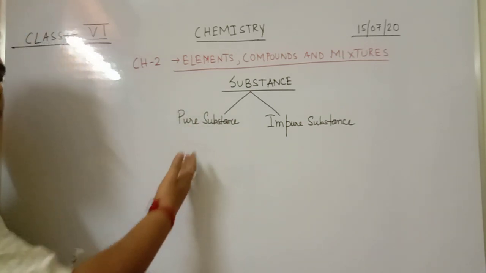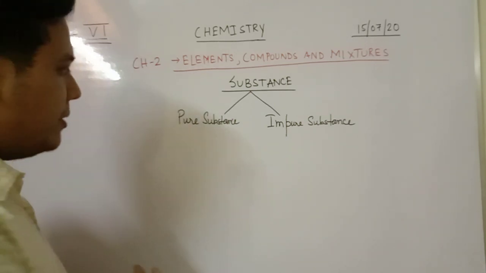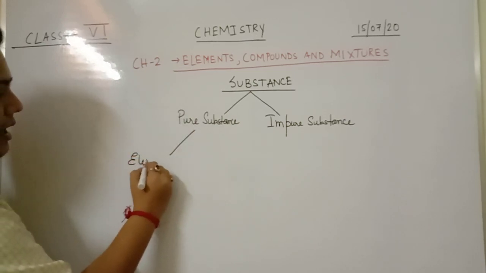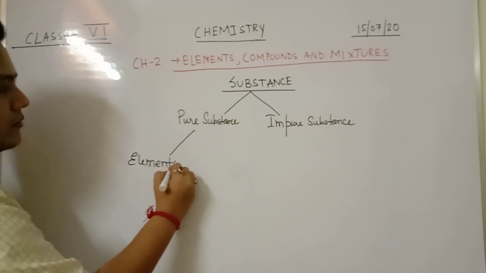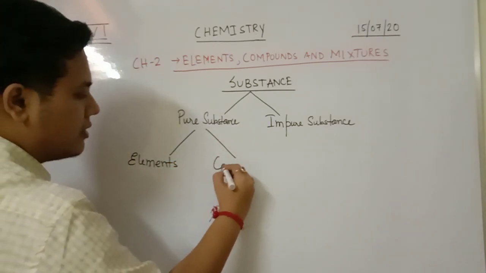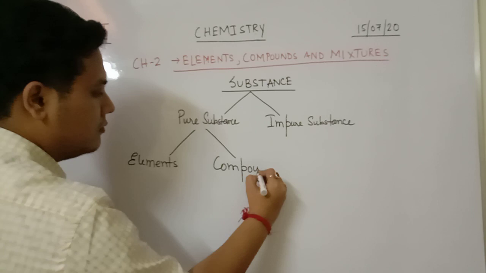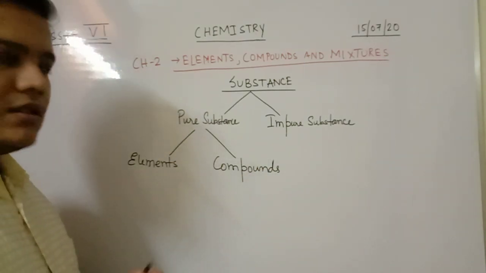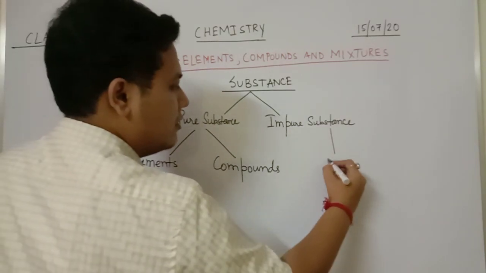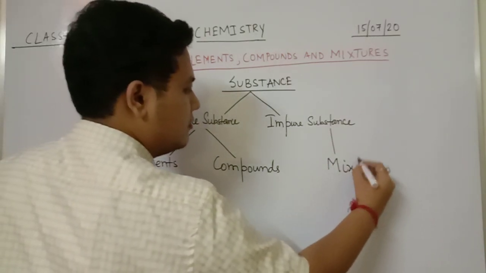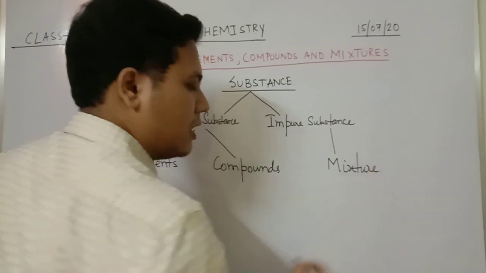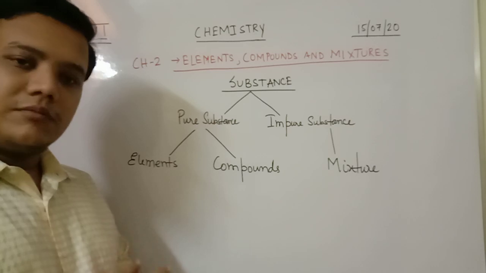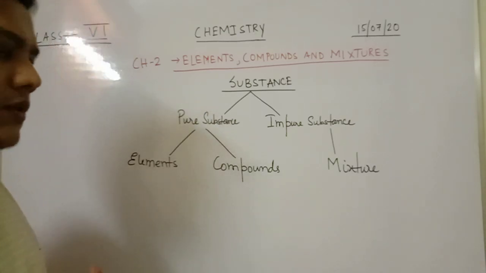Now this pure substance is further divided into two parts. First one is called elements. Next part is called compounds. An impure substance is not divided, it has just one part which is called the mixture. In this chapter, students, you will learn many more new words, so don't get confused right now. We will learn about that.